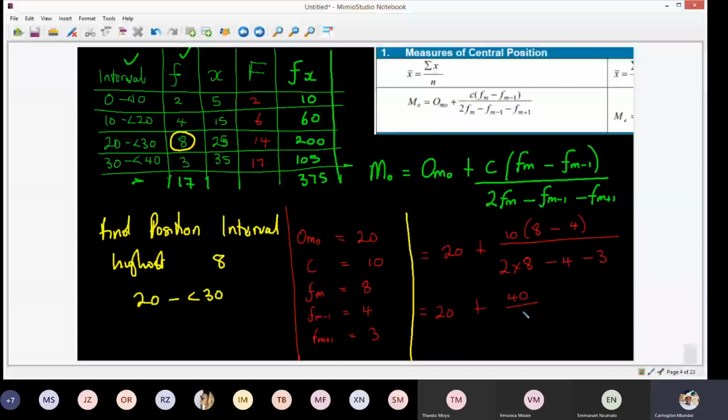Then 20 plus 40 divided by 9, which is 4.44. So the answer is 24.44. You can see 24.44 is true, it lies within 20 and 30. Then this is your mode. That's how you calculate your mode. You first look for the frequency that appears the most, then you look for that interval. Then everything else is history.